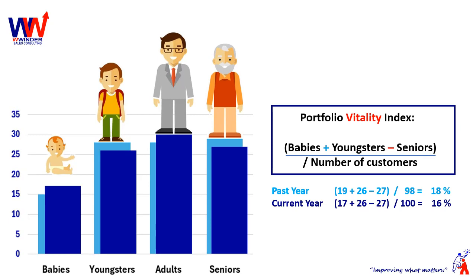Next, let's calculate a portfolio vitality indicator using the following formula. Number of babies plus youngsters minus number of seniors, divided by the total number of customers. This indicator can be positive or negative. It will be negative if the number of babies and teens is lower than the number of seniors. The further it is from 0, positive or negative, the more it indicates a change in the structure of your portfolio. Younger and more promising if the indicator is positive. Aging and increased risk of sales decline if the indicator is negative. As with the previous index, don't forget to follow its evolution year by year, to understand what's going on.